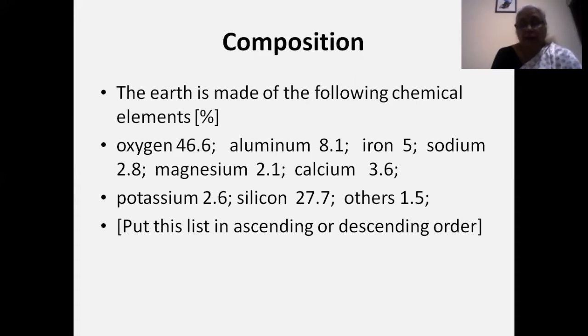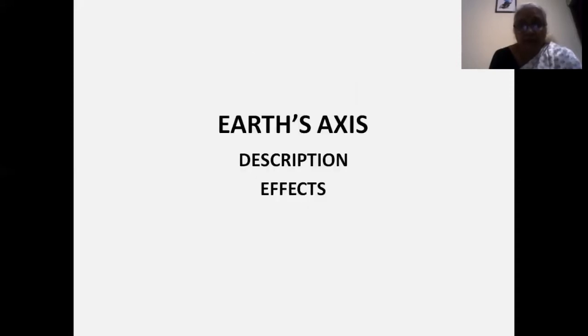Sometimes you may be asked to put this list in ascending or descending order. Like they may give you just a few of these. So you just need to know in general what the elements are that make up the Earth as such. And knowing these values would be important. So continuous memorization is very important. You could put it up on a piece of paper and keep looking at it every day so that you just remember these values.